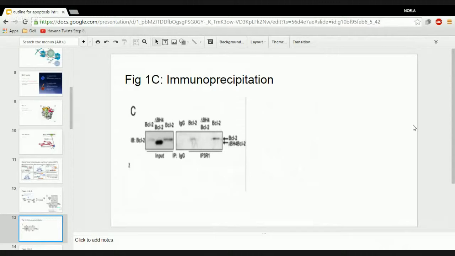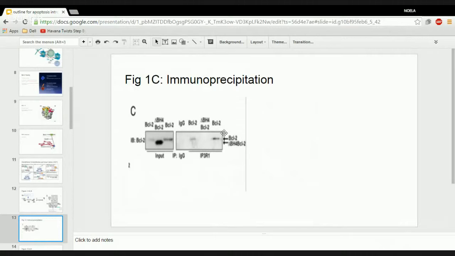As mentioned earlier, the BH4 domain is necessary for binding or interactions with the IP3 receptor. In Figure 1C, they use immunoprecipitation to show evidence for this. So basically, they immunoprecipitated BCL2 with the IP3 receptor. They use two different forms of BCL2, and also BCL2 that lacks the BH4 domain, and they intentionally use a higher amount of those lacking the BH4 domain just to see if they were going to get a weak interaction or not.